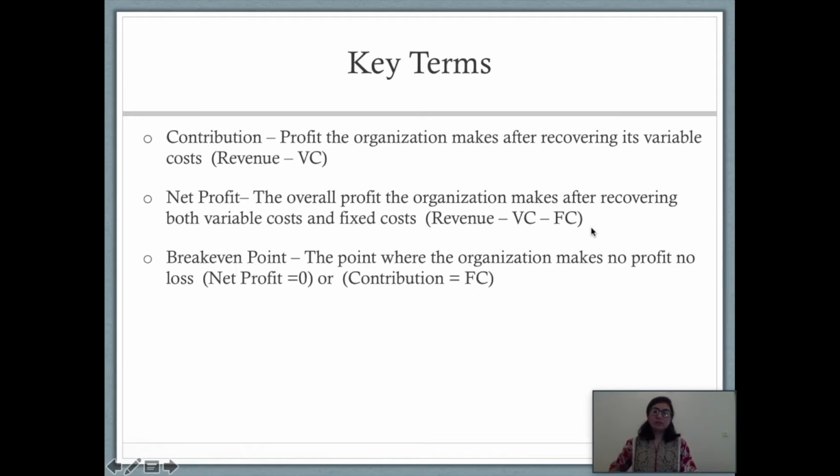Then we have the third area, which is the break-even point. The break-even point is the point where the organization doesn't make either a profit or a loss. This is where the net profit comes to zero, and net profit is zero when contribution equals fixed cost, which means that what you earned recovering your variable cost equals the costs that are fixed, that are expenses that you have to pay in any case.